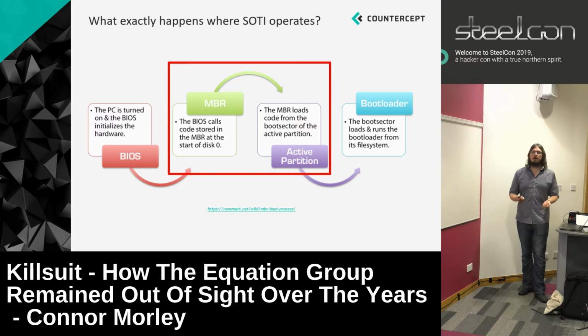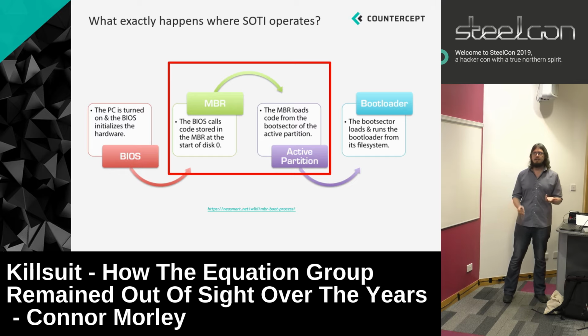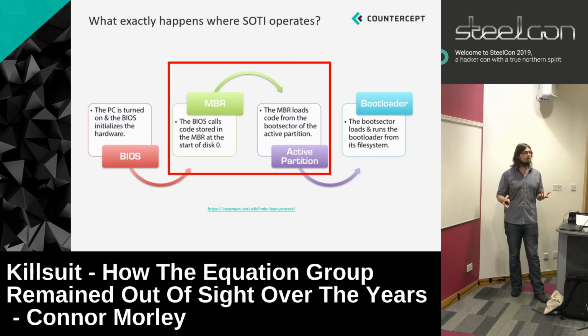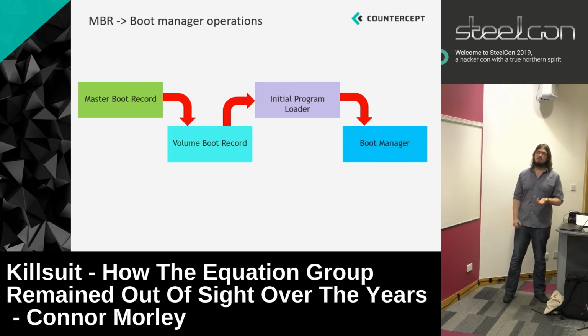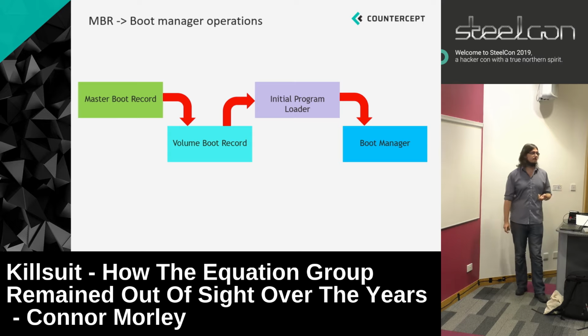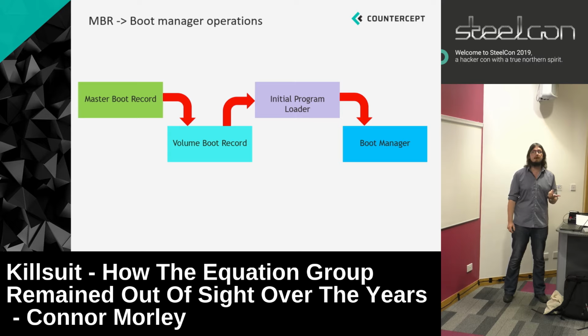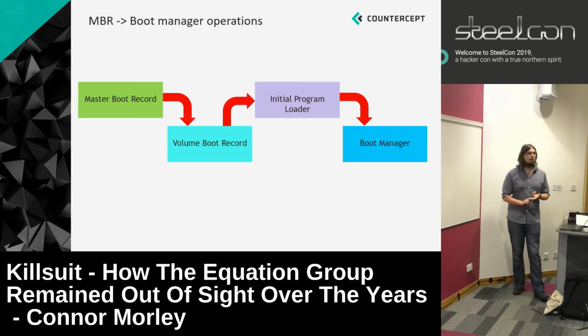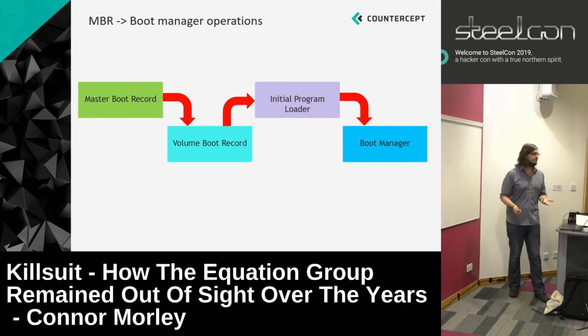SolarTime focuses on this area: the transition between the master boot record and the active partitions handing off to the bootloader. In this section, the system looks something like this. The master boot record will load the volume boot record into its own memory location, basically to overwrite itself in live memory. That in turn will then start the initial program loader, which loads the file system and the boot manager location, and then hands off control to the boot manager, which then loads the operating system.